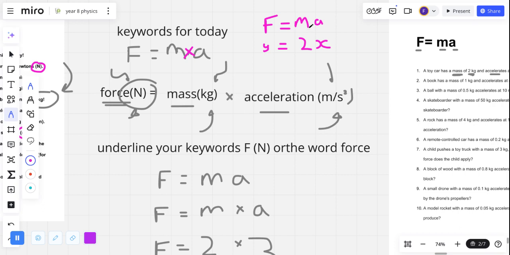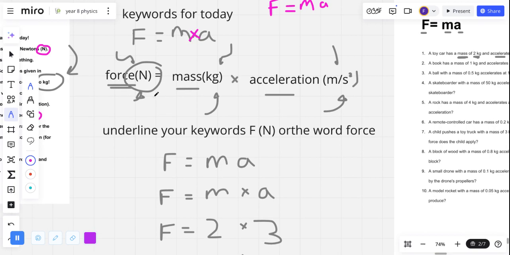There was a rule that you don't write times. So F equals MA actually means F equals M times A. Y equals 2x actually means Y equals 2 times X. Okay. So F equals MA is the formula we're going to start with. It means F equals M times A.